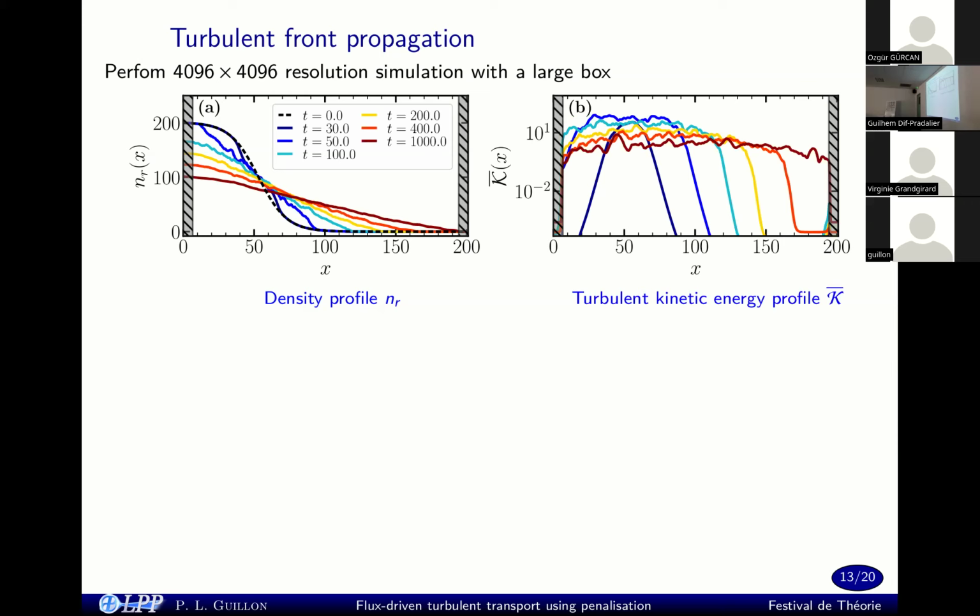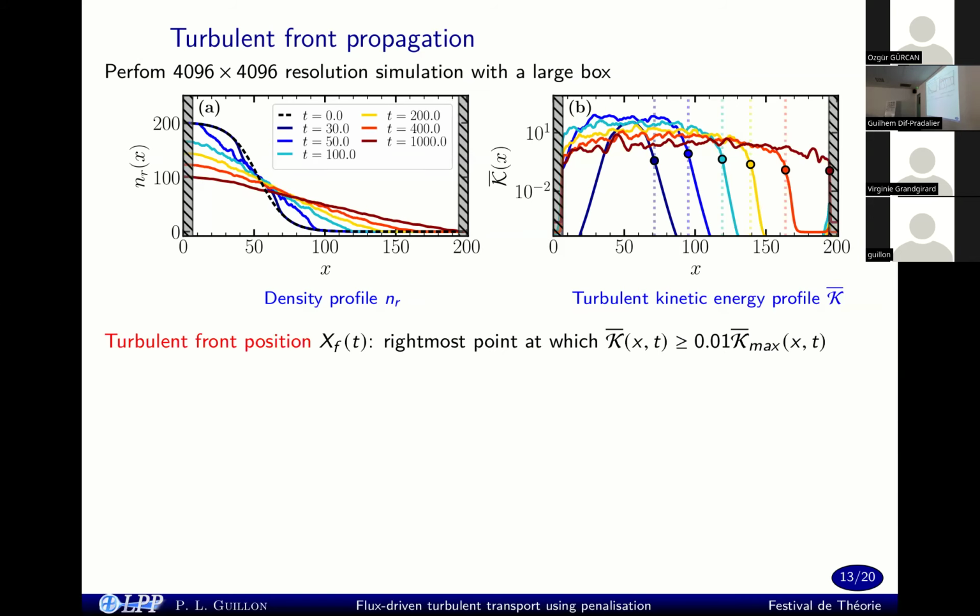We can also look at the radial profile of the turbulent kinetic energy. Here it's a similar plot. First, the energy is located around the steep part, then it saturates and slowly spreads to the right. And we can use this energy profile to track the position of the turbulent front. Using some proxy, it corresponds to the circles here. And if we report those circles on the density profile, we see that it corresponds to the boundary between the turbulent part on the left and the right part, which is still at rest.